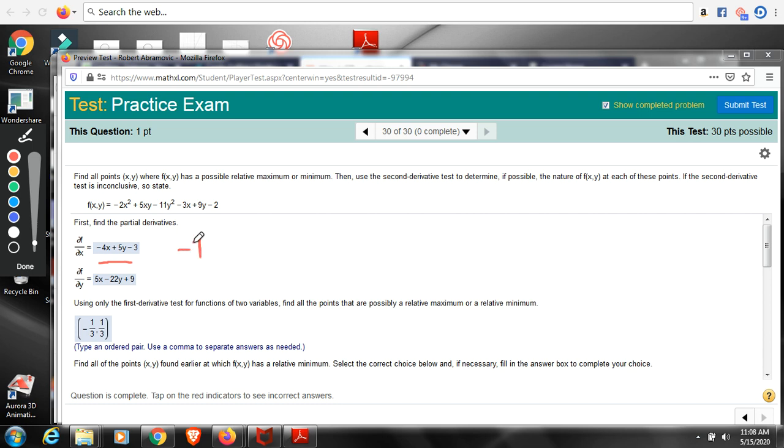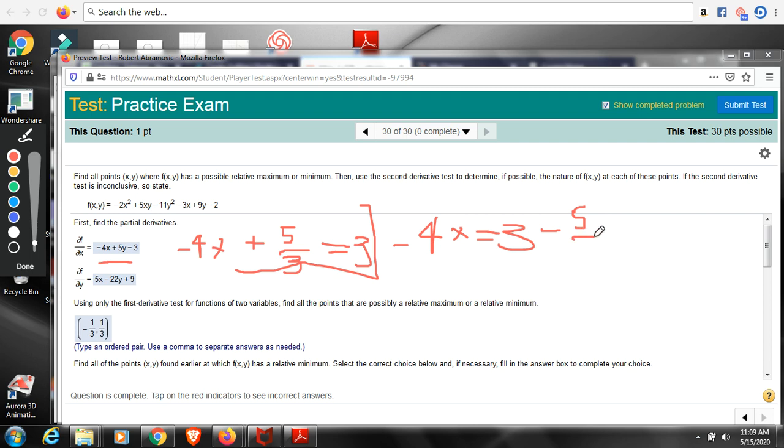We're left with 4x plus 5 over 3 equals 3. This means that 4x is equal to 3 minus 5/3.